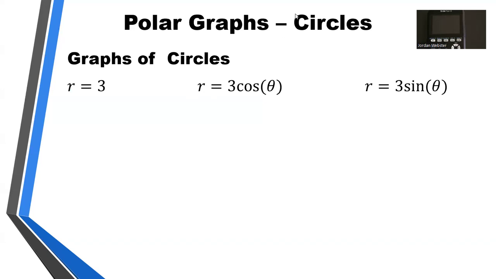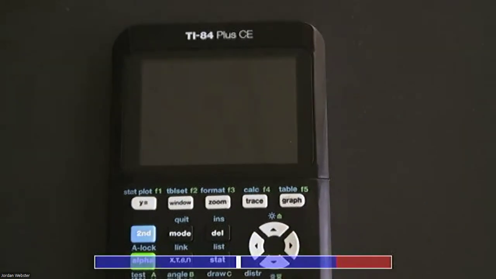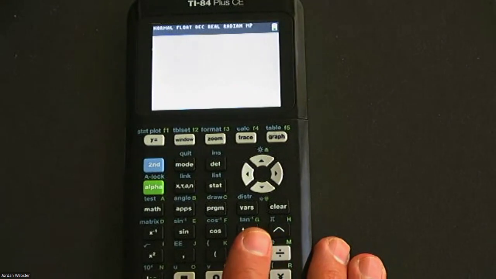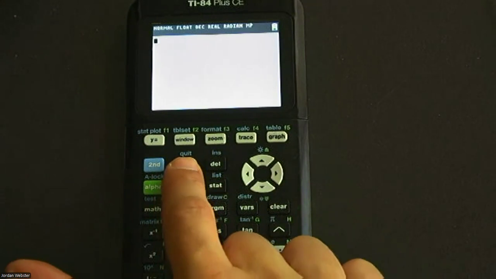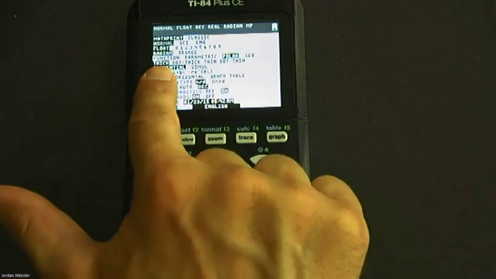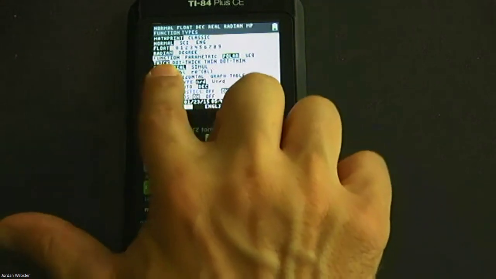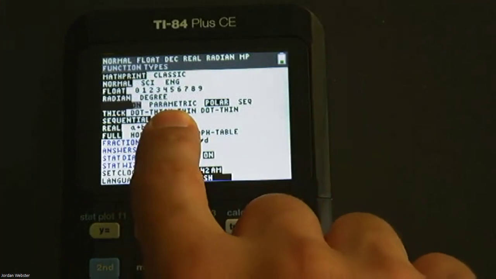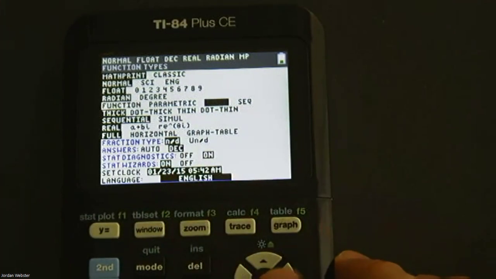If I want to graph those with my TI-84, all I have to do is turn on the calculator and then make sure that my TI-84 is in the correct mode. So I hit mode, and down here we have the option for function. That's like the XY notation. Parametric, that's with x equals a function of t, y is equal to a function of t. And then polar mode is this third one.